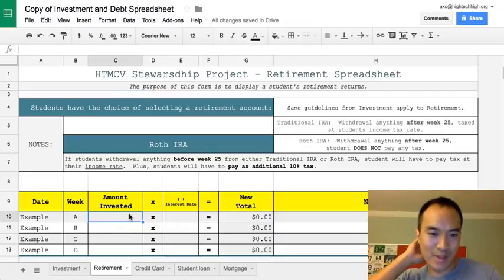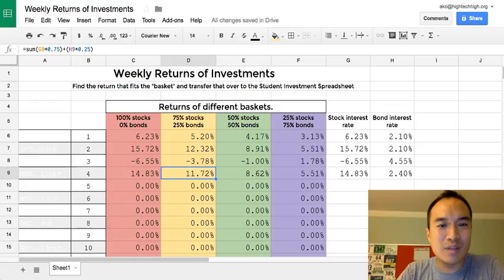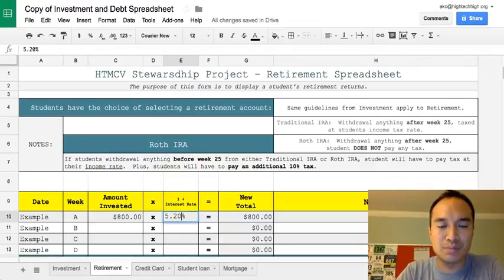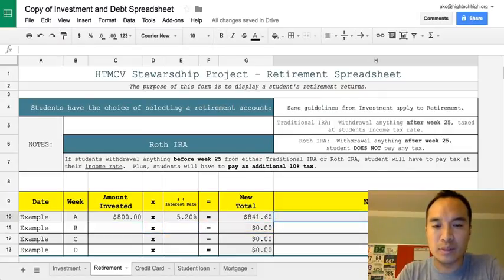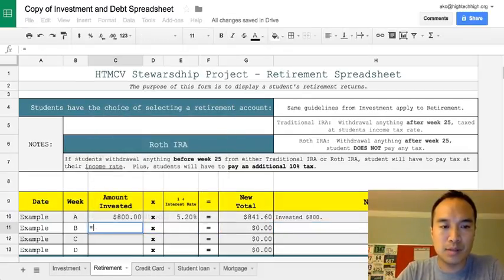We're going to do the exact same thing. What happened is we want to invest $800. That interest rate is actually the same interest rate as here, so you won't have to look at a new spreadsheet. So 5.2. And then again, for the notes, we're going to say invested $800. Same thing here. Click on that. And again, same exact scenarios as the investment one.